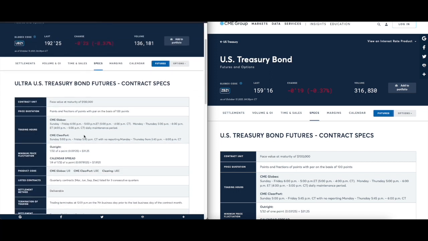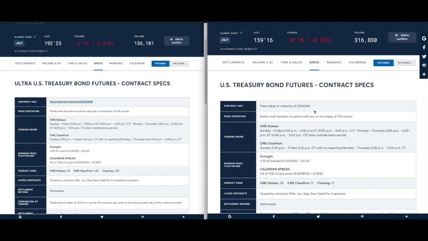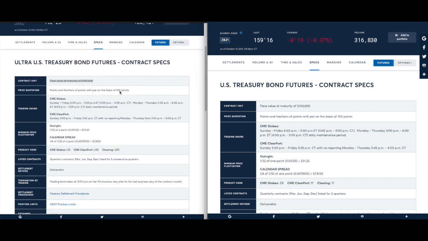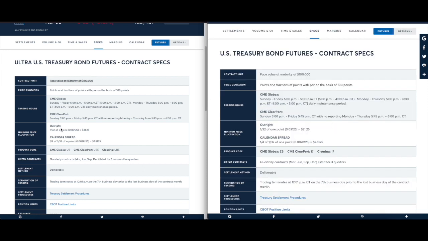So let's just go through the site, and I'm going to kind of zip through this. Face value at maturity, 100,000. You're going to see these be similar across the board. Points and fractions of par with the basis 100 points. I'm just going to go down the Ultrabond's, and if there's any differences on the 30-year, I'll point them out. They trade in 32nds. I mentioned that in a lot of my videos.